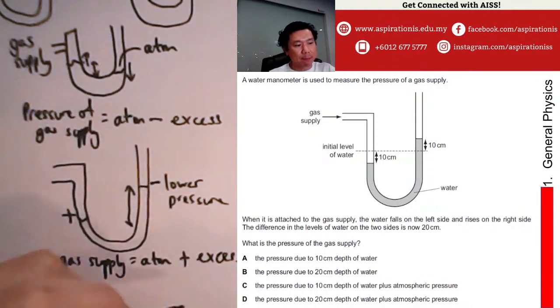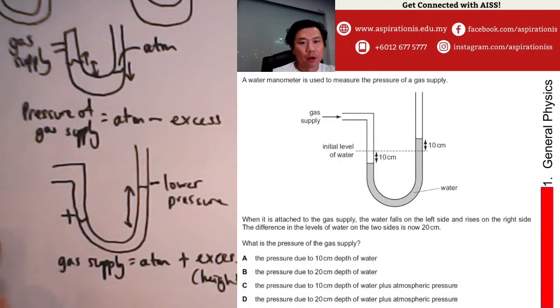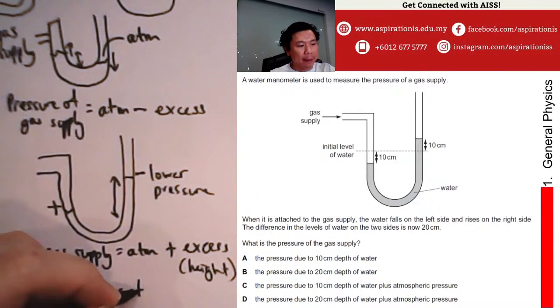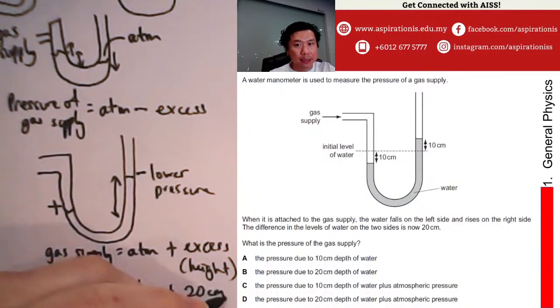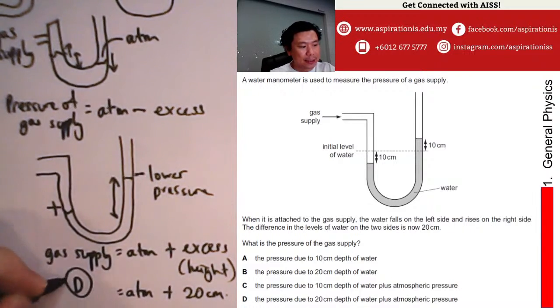And what is excess pressure? Excess pressure is the height due to the column of liquid. So yes, the answer for this question is the atmospheric pressure plus the height difference. Now, what is the height difference? Okay, it is very clear. It's even in the question that the height difference is 20 centimeters of water. So in this question, the answer will be D. Okay, so for this question, the answer is D.